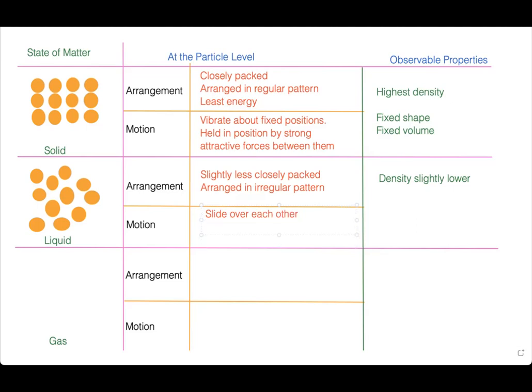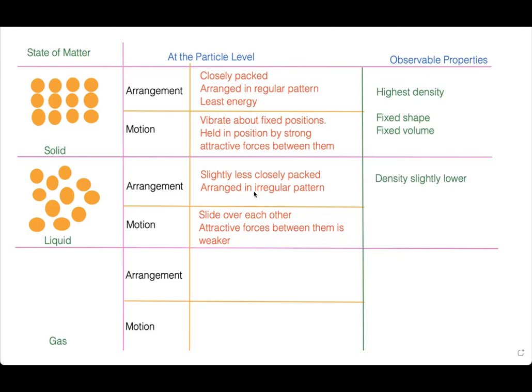And the attractive forces between them are slightly weaker. The attractive force between them is weaker than a solid. Does that make sense? And then, of course, if this is the least energy, a liquid will have more energy. A liquid will have more internal energy. So therefore, the temperature is higher. Clear so far? So for density itself, it is lower.